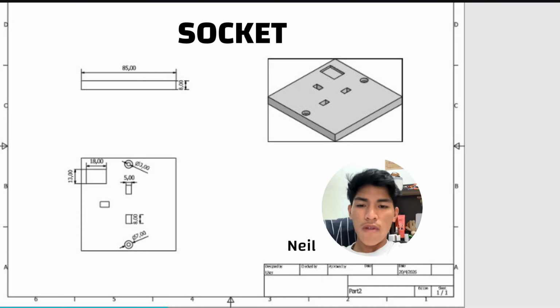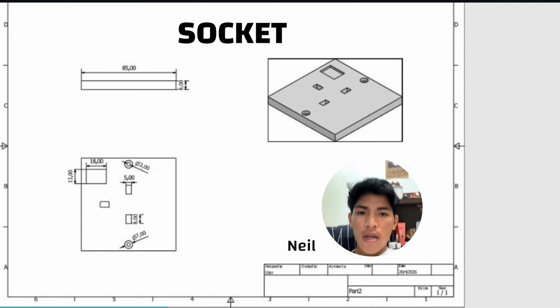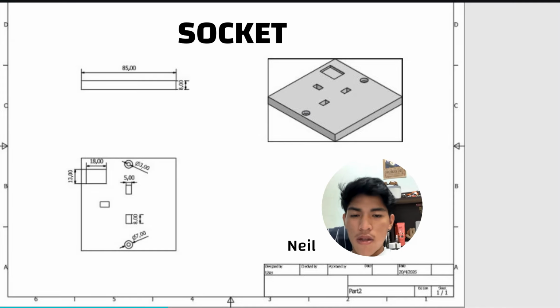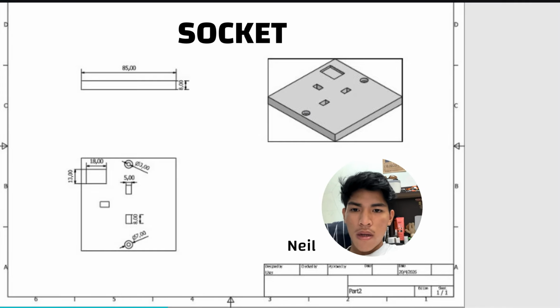So, the socket is designed with a 2-point rectangle which has a thickness of 8 mm and is 85 mm long. The socket holes have a width of 5 mm and a length of 8 mm. The screw holes have a diameter of 3.